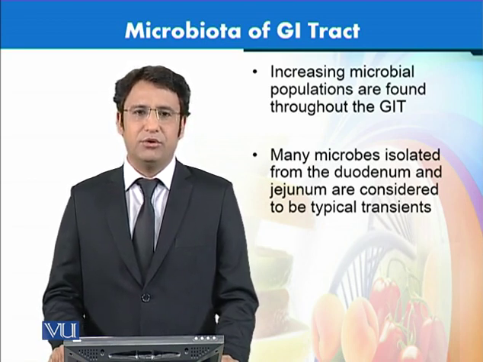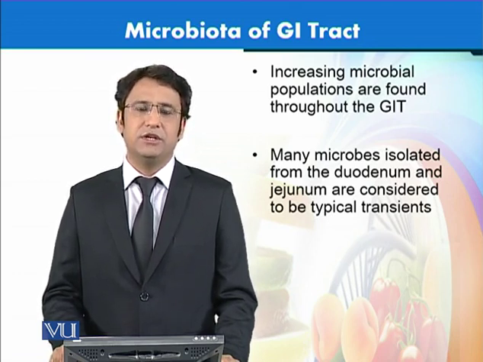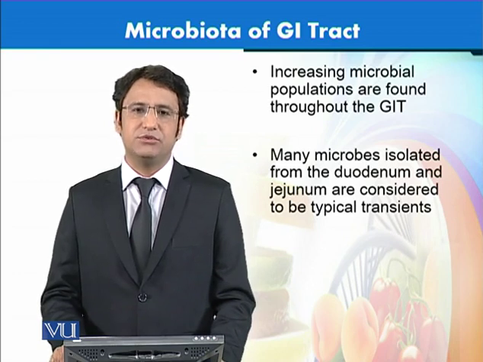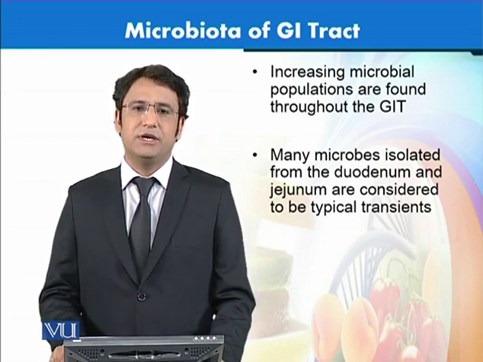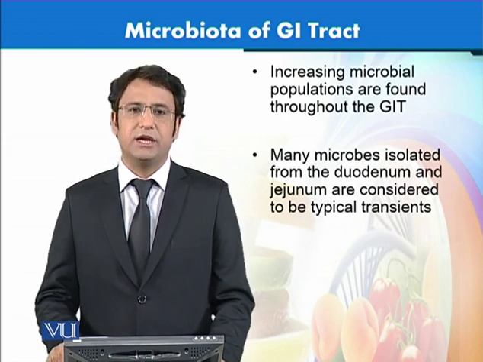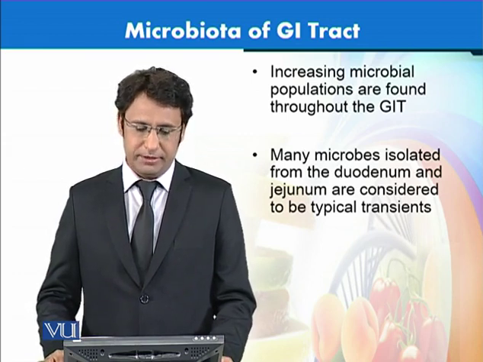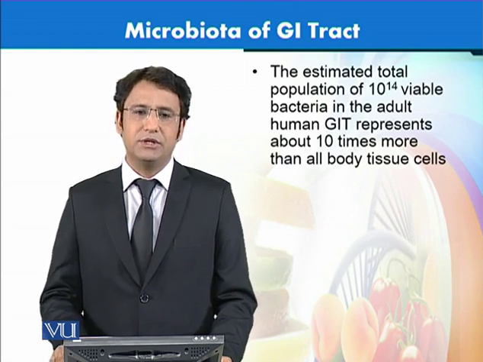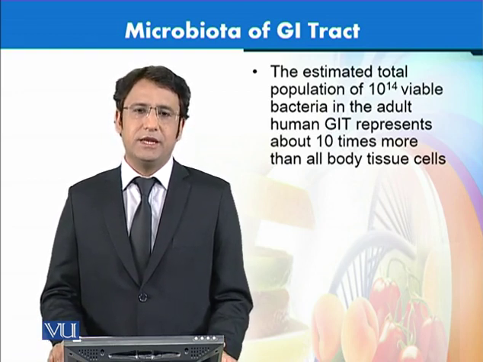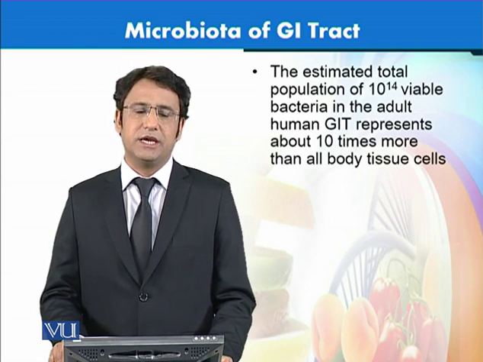So we have learned a lot in previous decades about the microbial population found in the GI tract, and there has been a lot of research. Extensive research has shown that many different microorganisms have been isolated from the duodenum and jejunum parts of the GI tract, and they have been shown to reside there in most of the recent research. If you look at the estimated total population of the general microflora, it is 10 to the power 14 viable bacteria in a normal adult gastrointestinal tract.